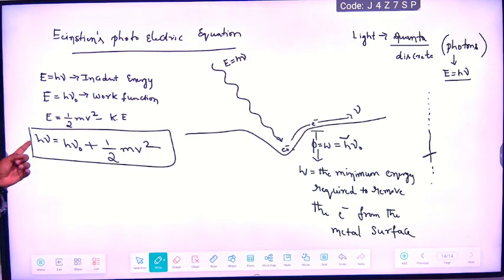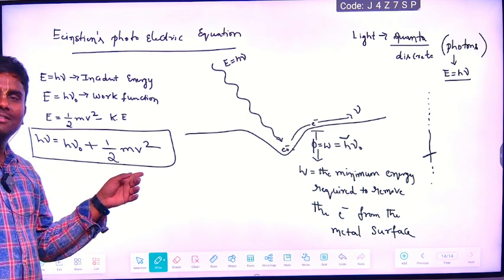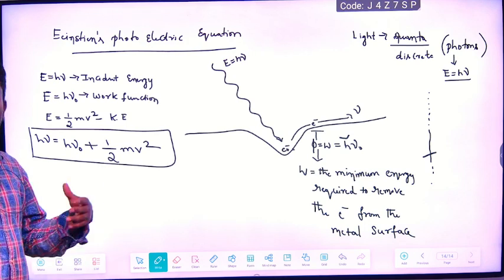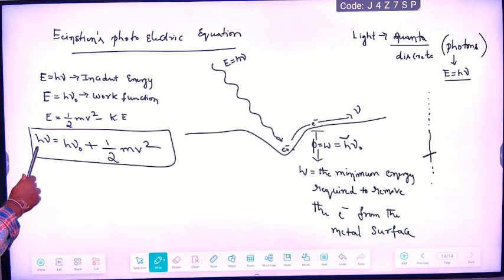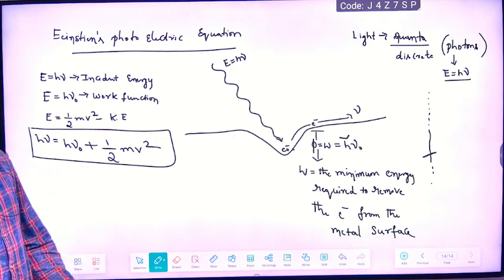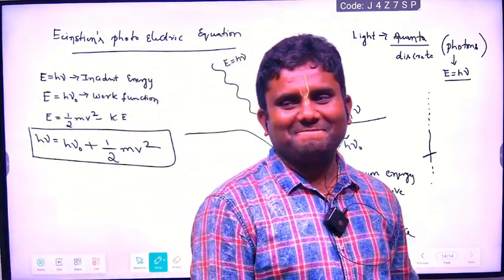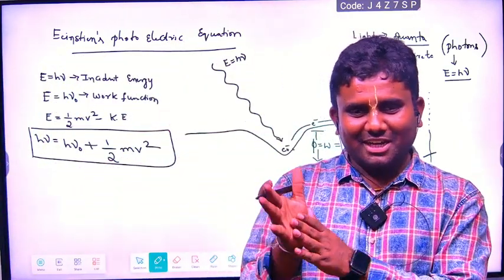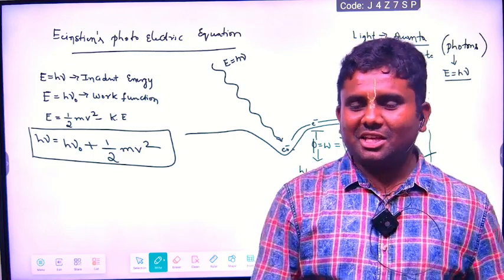h mu is equal to what? Incident energy. h mu naught is equal to what? Work function. Half mv square is equal to what? Kinetic energy. If the incident energy is equal to this, then the electron will come and connect to the collector plate. It will come and connect to the collector plate.